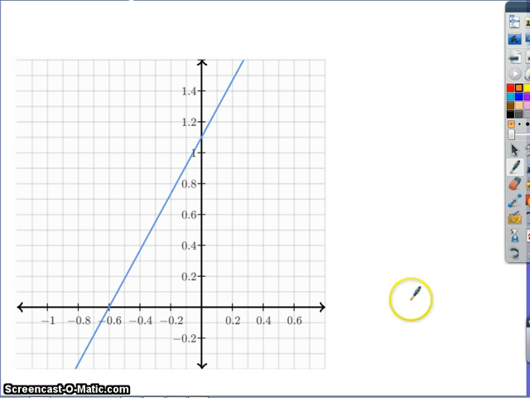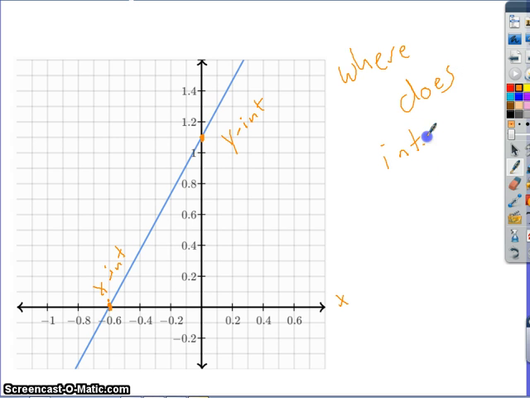Let me clear all this stuff off. The last thing that I need to define, again, this was the y-intercept. So what was the other one? This one here? This one here is the x-intercept. It's where the line runs into the x-axis. Here's the x-axis. And let's figure out where that happens. Where does the intercept happen?